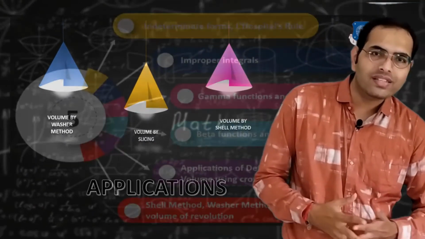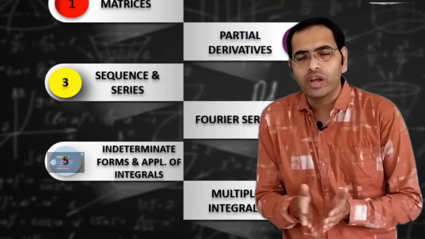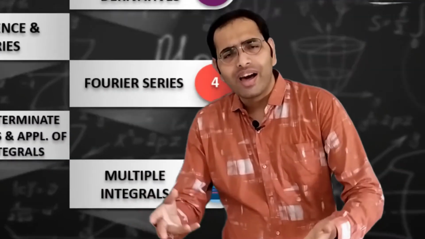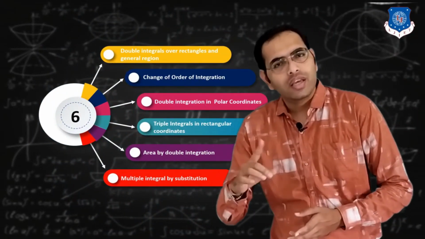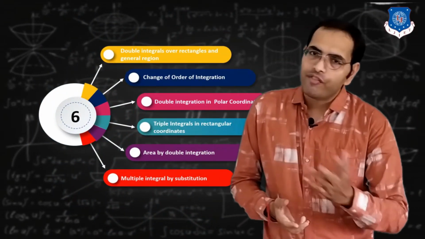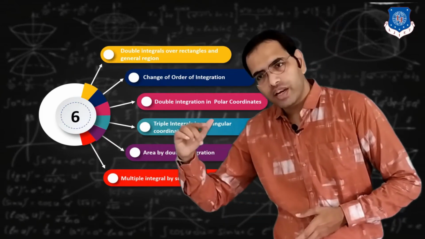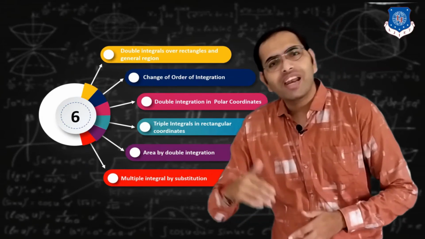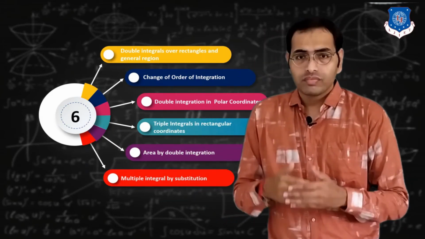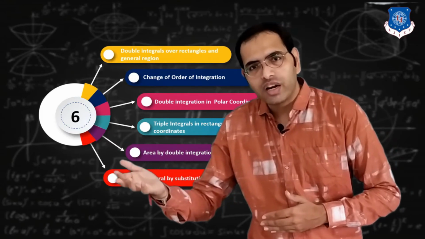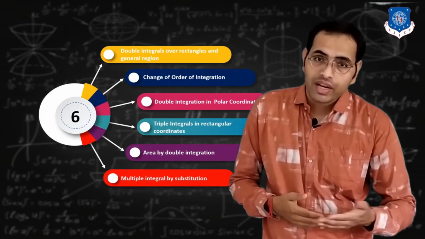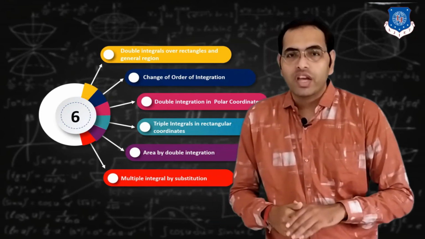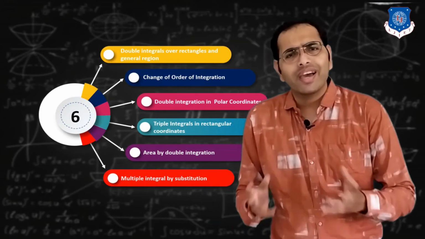Now, let's see our last unit, that is multiple integral. You all are familiar with the single variable function of the definite integral, which is integral a to b f of x dx. Now we are going to discuss double integral over the general region, then triple integration over the general region, changing the order of integration, changing into polar coordinates, etc.